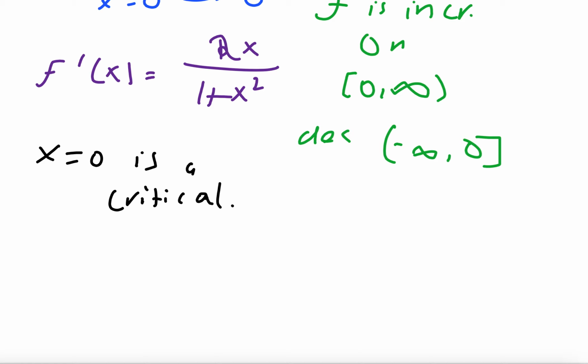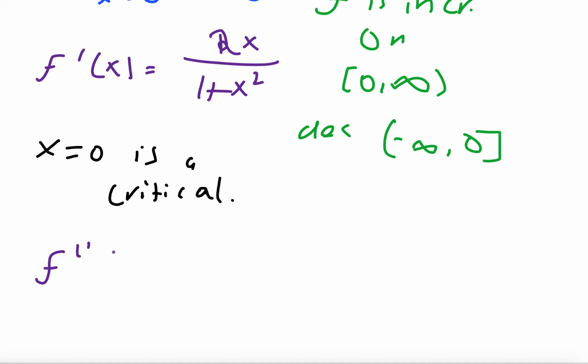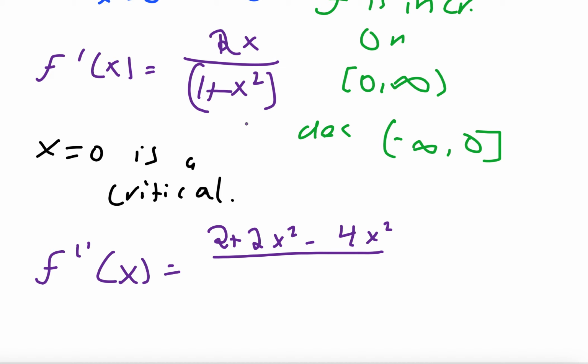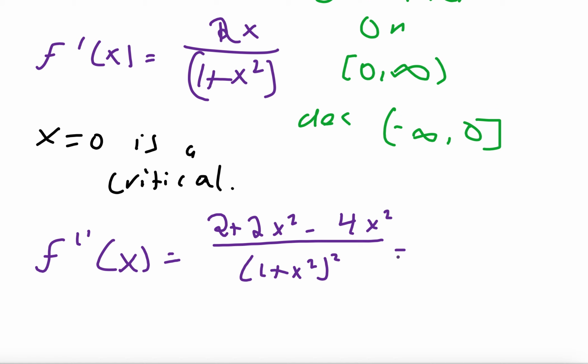Now, how about the second derivative to determine concavity? f double prime of x. Well, let's just use the quotient rule here. We get f prime g minus g prime f. So f prime here is 2 times 1 plus x squared, so we have 2 plus 2x squared, minus g prime f, which is 2x times, again, 2x. So it's minus 4x squared. And we take that divided by g squared, which is this entire expression here, 1 plus x squared, squared. And ultimately we get 2 minus 2x squared over 1 plus x squared quantity squared.